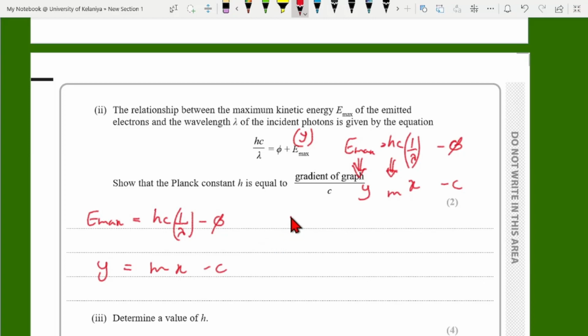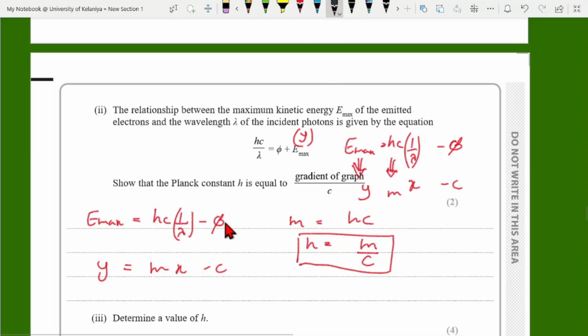So the gradient m is hc. So you can find your Planck constant by dividing the gradient by the speed of light, which equals c. Then you will get 2 marks, and marks are given for making it the subject and placing the algebraic expressions like this, 1 mark.